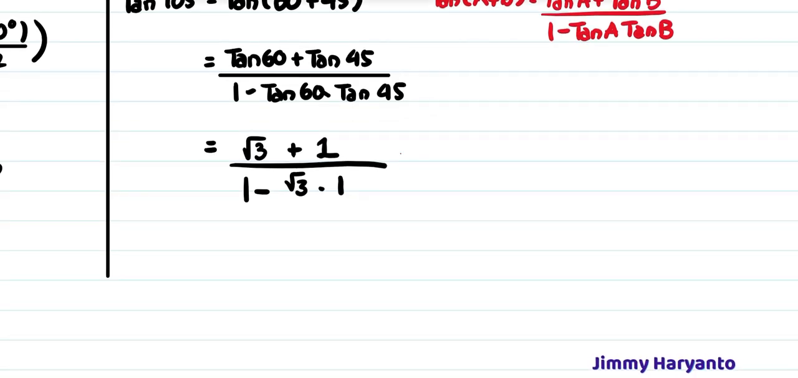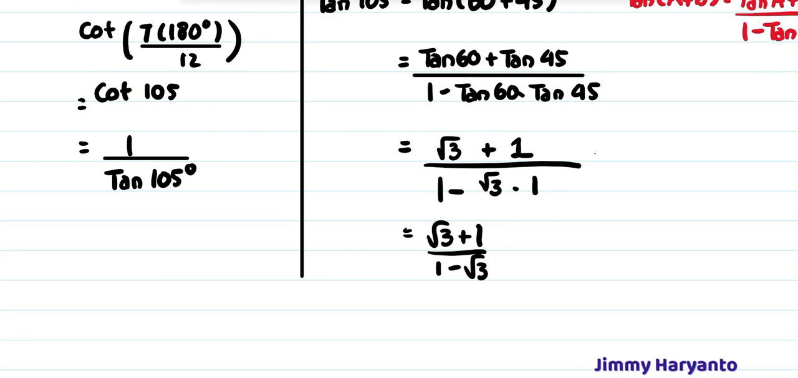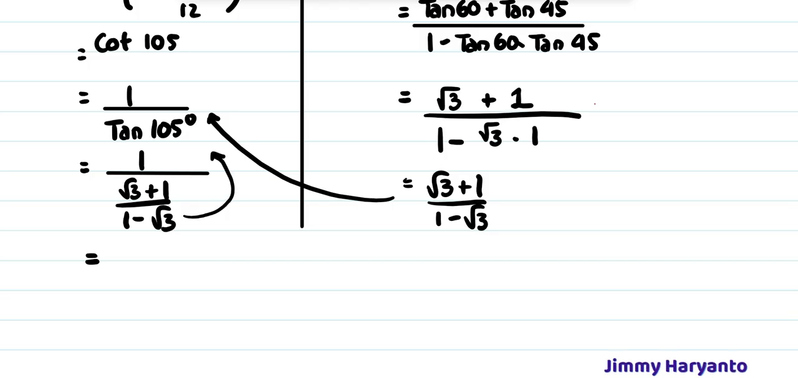Tangent of 45 is 1, so it is over 1 minus square root of 3 times 1. We don't have to rationalize this, just leave it like that first. So square root of 3 plus 1 over 1 minus square root of 3. Do you know why we don't have to rationalize it first? Because we want to find 1 over tangent 105, so we can flip the results later. Square root of 3 plus 1 over 1 minus square root of 3, and then we'll only have to flip this one. So you will have 1 minus square root of 3 over square root of 3 plus 1.